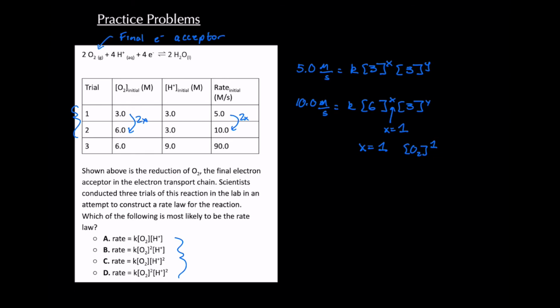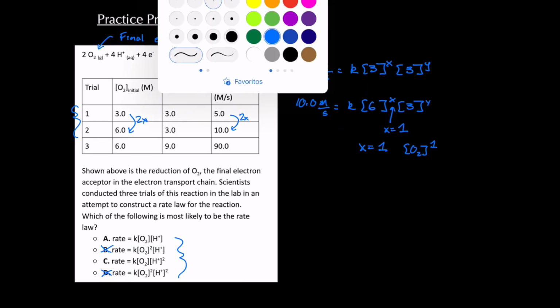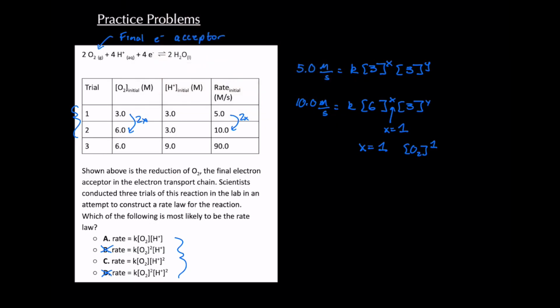So we can eliminate answers B and D because they both have x equals 2 for our rate law. Now for a second half of our problem, we can take a look at a different pair of trials. Let's take a look at 2 and 3. Now in 2, which we've already examined, we have 6, 3, and 10, whereas in 3 we have 6, 9, and 90, where this time we've changed our H plus concentration and kept our O2 concentration the same. Now this time, instead of doubling the concentration, we have tripled the concentration of H plus.